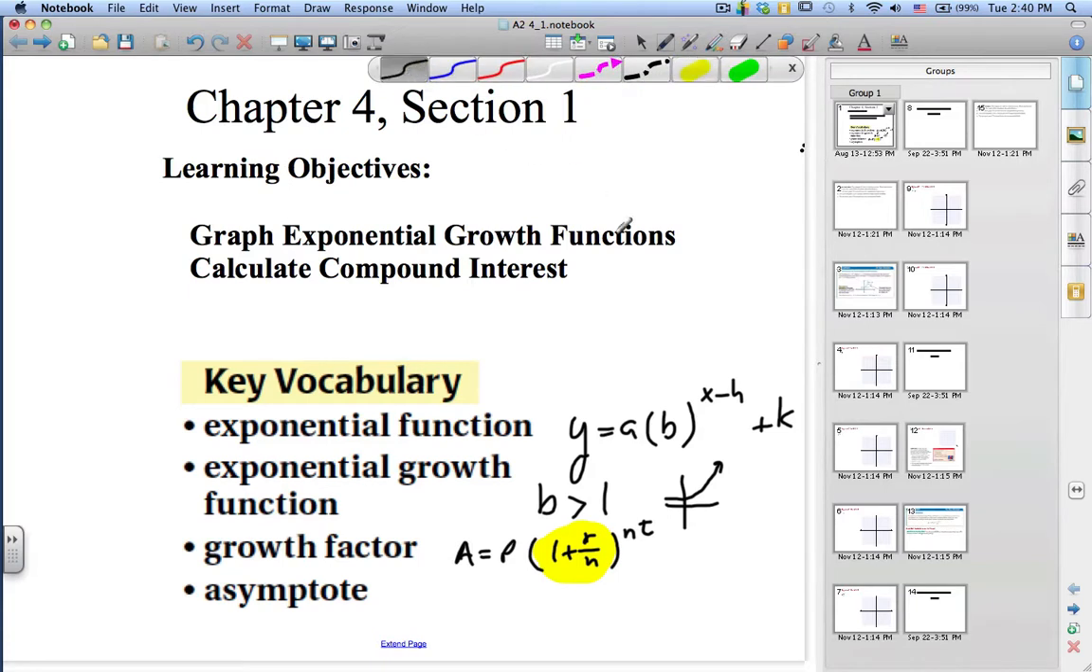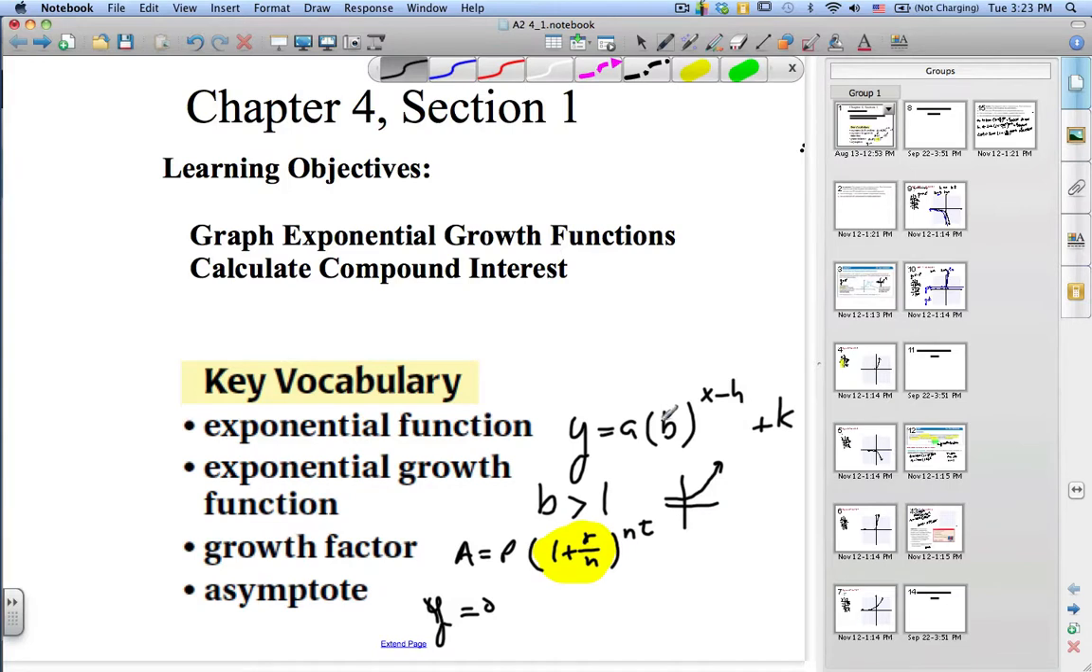Okay, an asymptote is a new idea, the concept of a limit. An asymptote is a line that my graph will approach but never quite hit. So in the case of the base form of this growth function, y is equal to 0, meaning the x-axis is our asymptote. So in the case of this exponential function, our asymptote would be y is equal to k.